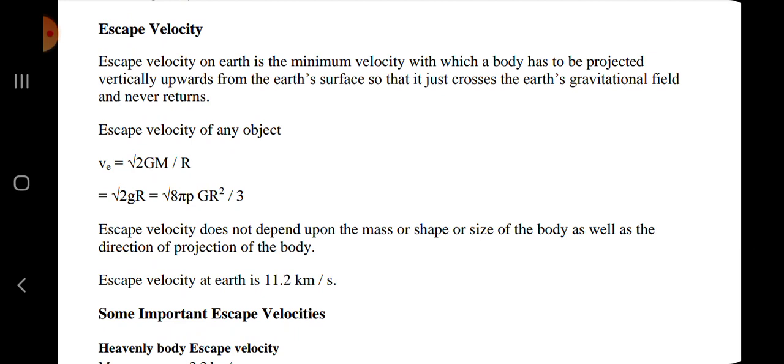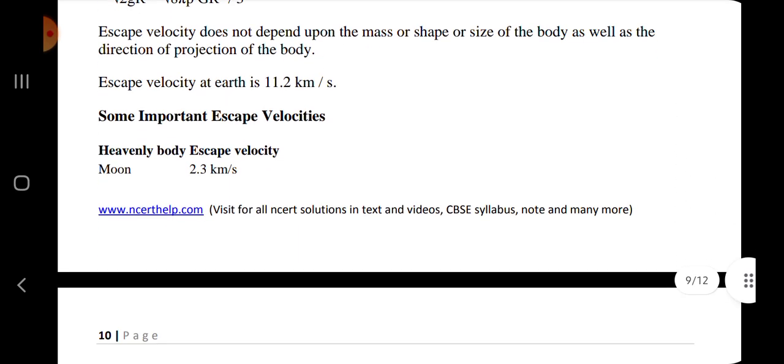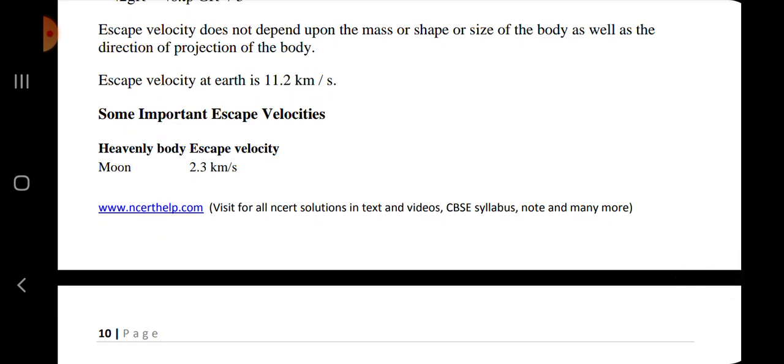Escape velocity. Escape velocity on Earth is the minimum velocity with which a body has to be projected vertically upward from the Earth's surface so that it just crosses the Earth's gravitational field and never returns. Escape velocity does not depend upon the mass or shape or size of the body, as well as the direction of the projection of the body. Escape velocity of Earth is 11.2 kilometers per second.